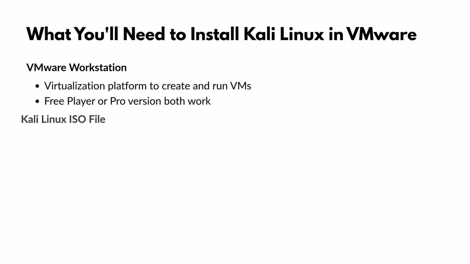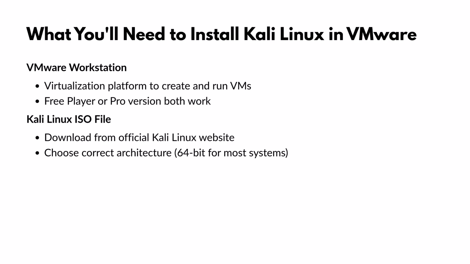Second, you'll need the Kali Linux ISO file. An ISO file is basically a disk image. It contains the entire operating system. You can download this from the official Kali Linux website. Make sure you download the correct version for your architecture. Most modern systems use 64-bit, so you'll want the 64-bit ISO.